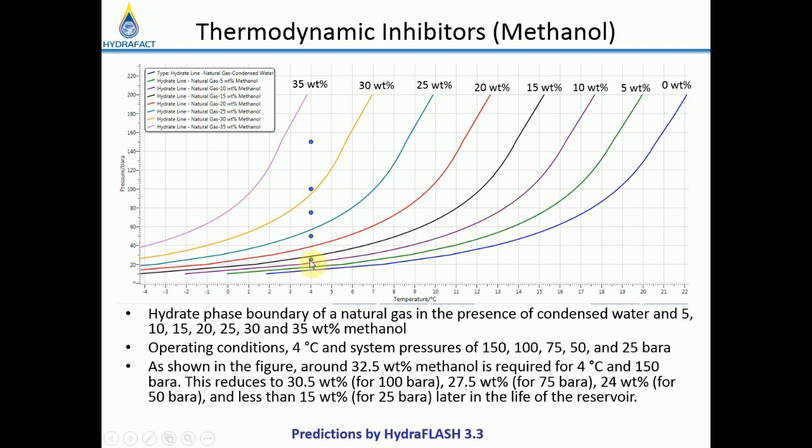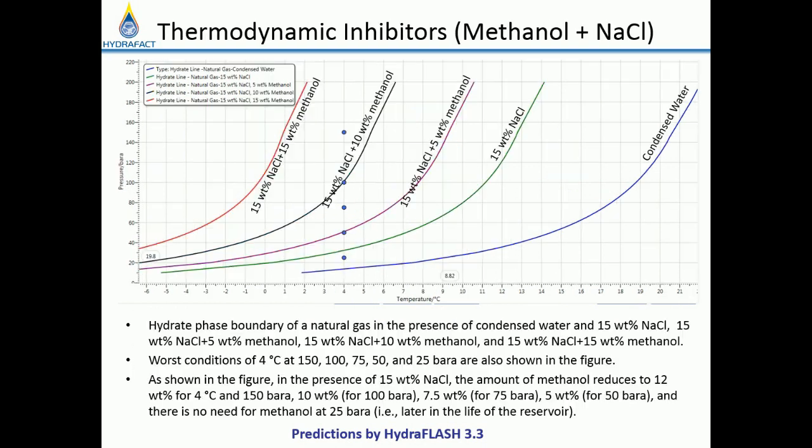Furthermore, we haven't considered here the local ambient temperature. We assume the worst condition of 4 degrees Celsius. Obviously, due to seasonal changes, the temperature can change. So, for example, here at 25 bar, if we assume a seasonal temperature of, say, 8-9 degrees, we don't have any hydrate problem, so there is no need for hydrate inhibitor injection.